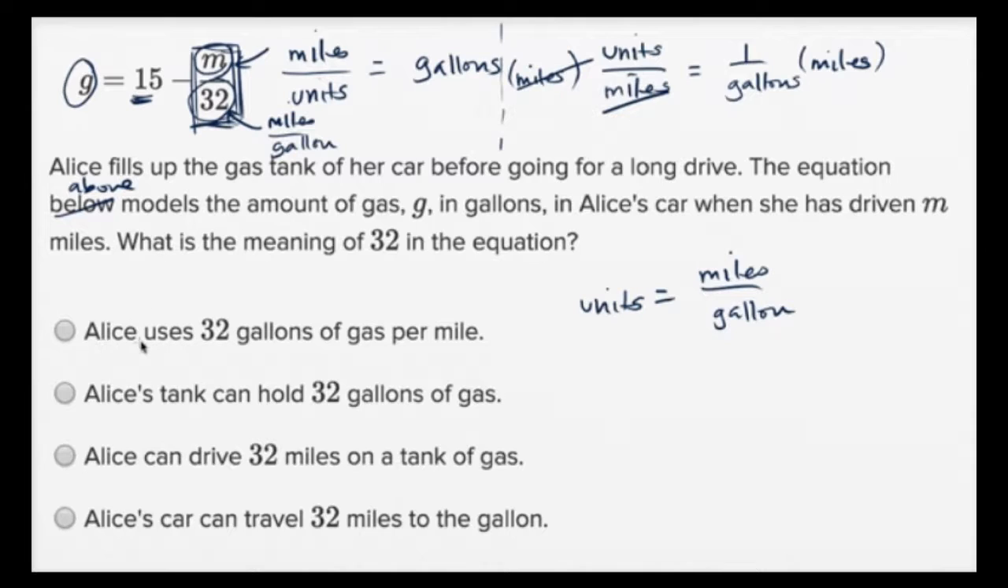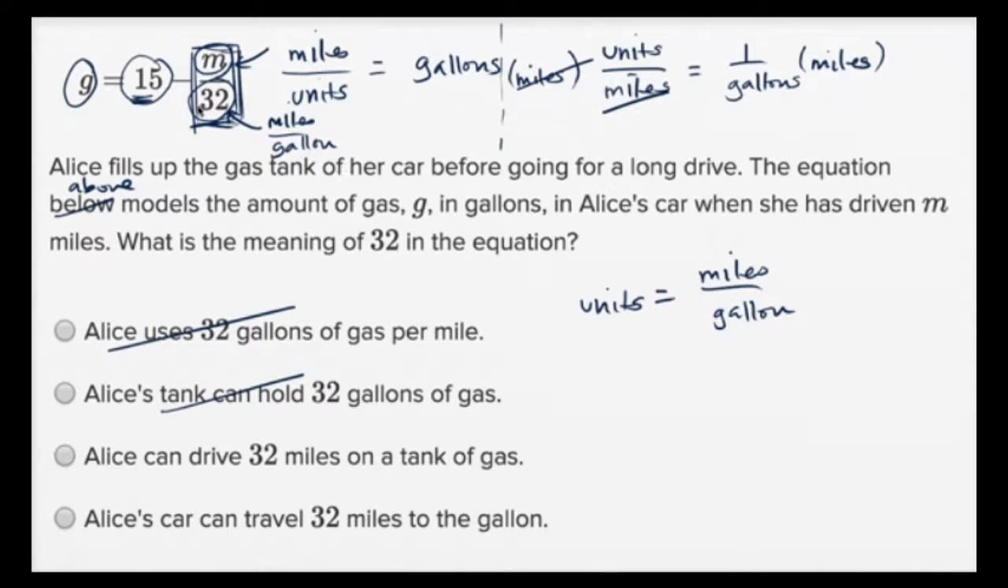So let's look at the choices. Alice uses 32 gallons of gas per mile. We have to be very careful. It's miles per gallon, not gas per mile. Alice's tank can hold 32 gallons of gas. No, Alice's tank can hold 15 gallons of gas. She fills up her tank, and before she's driven anything, we see here when m is 0, she's going to have 15 gallons in her car. So that's not right.